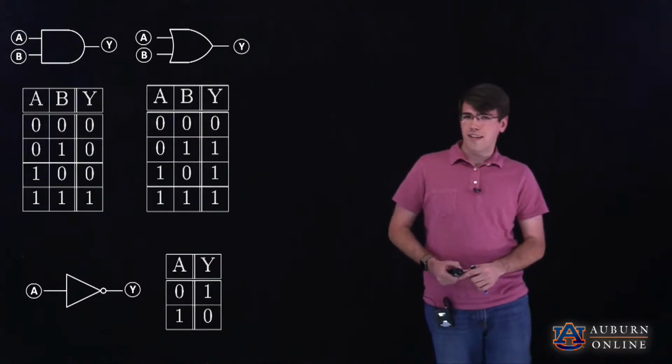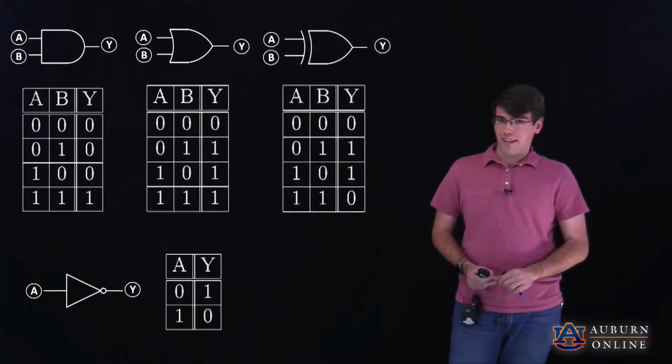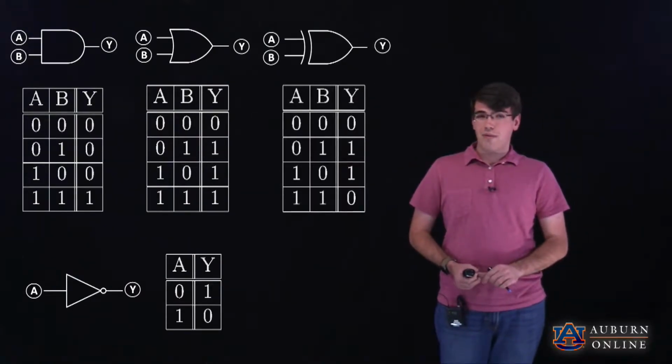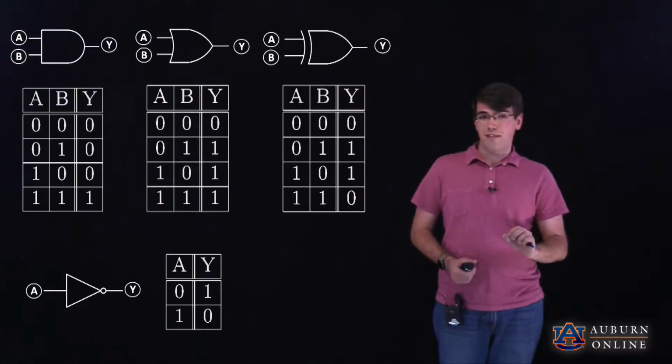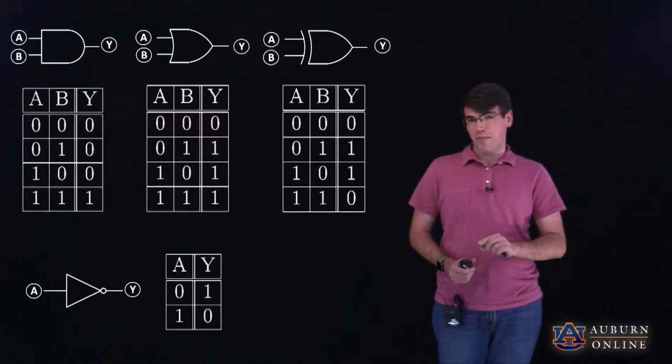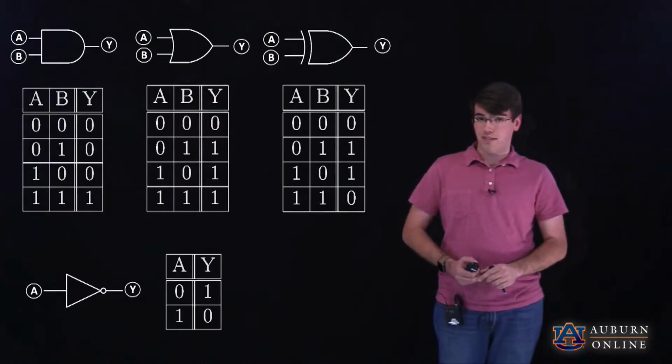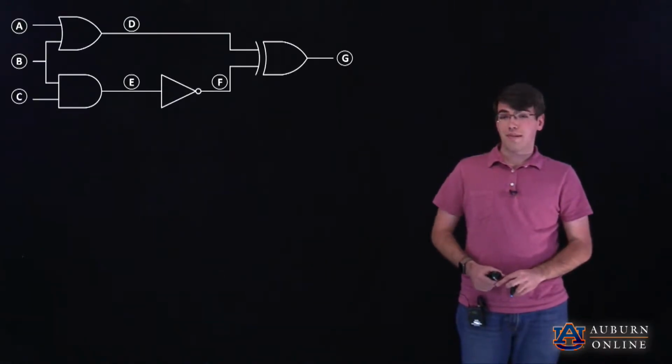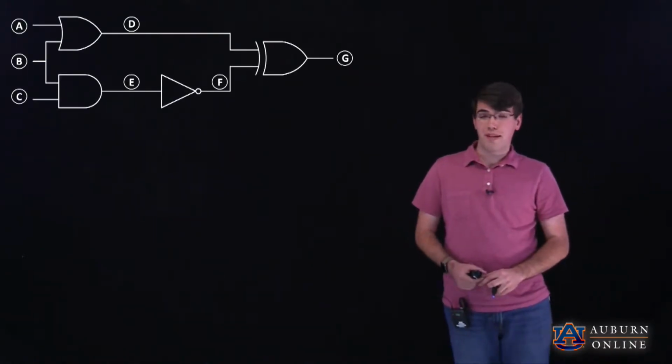And the most complicated gate, the exclusive OR gate. It's basically the same thing as an OR gate, but the output combination for 1, 1 is a 0. So the output is only 1 if one of the two inputs is 1, not if both are. So now we're going to look at a simple circuit that involves all four of those basic gates.